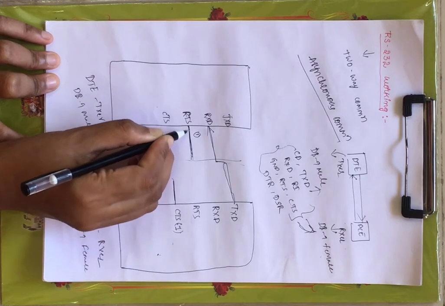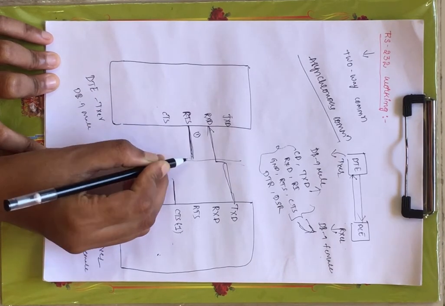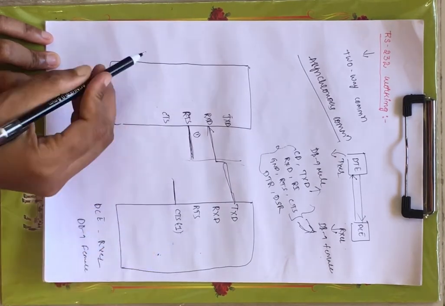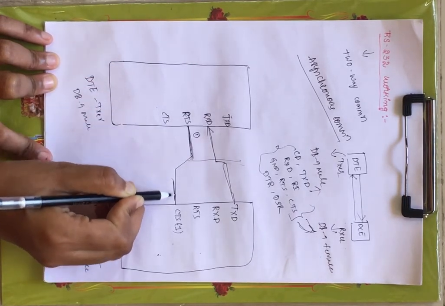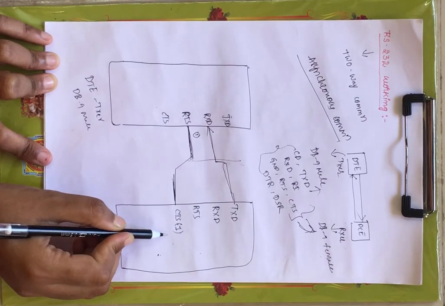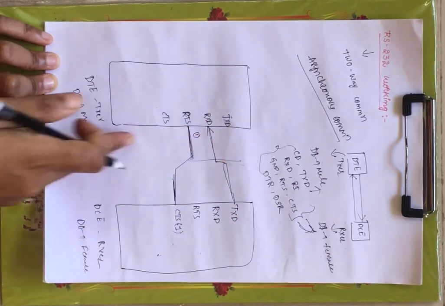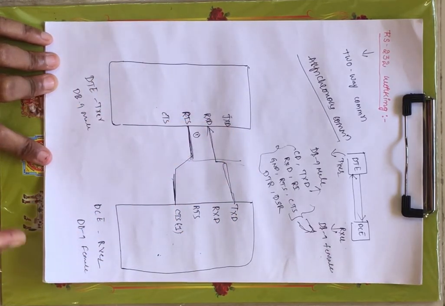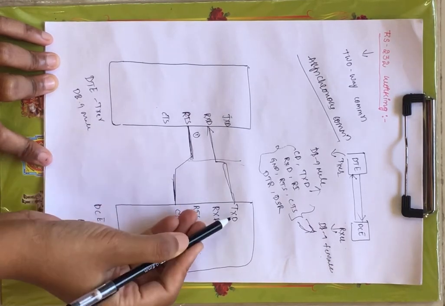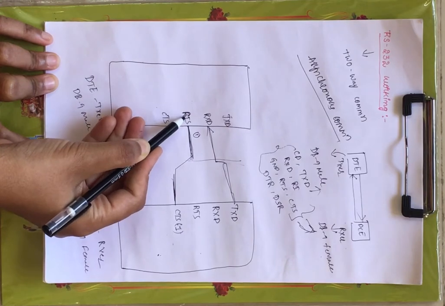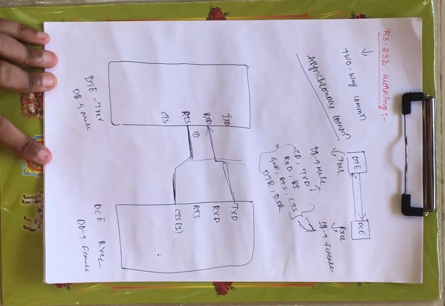Now the RTS signal is generated from DTE. That means it is requesting the DCE to send the data, right? Once the RTS signal is generated, next the CTS signal is generated. It will check the path between your DTE and DCE, whether it is free for sending the data or not, right? Once it is active high, then it will transmit the data towards DTE. This is the first process, right?